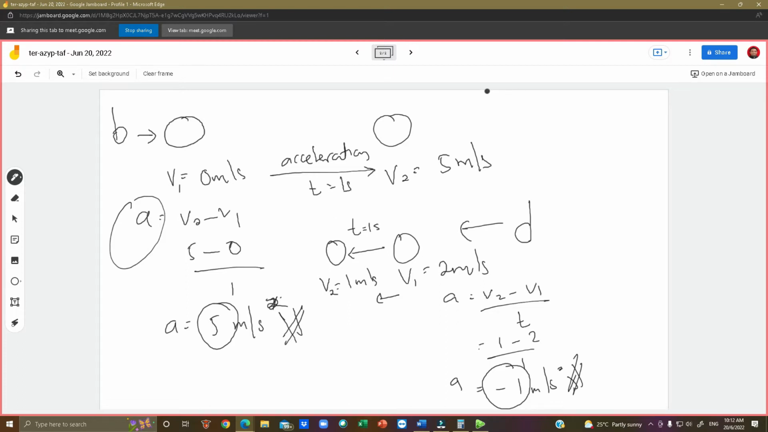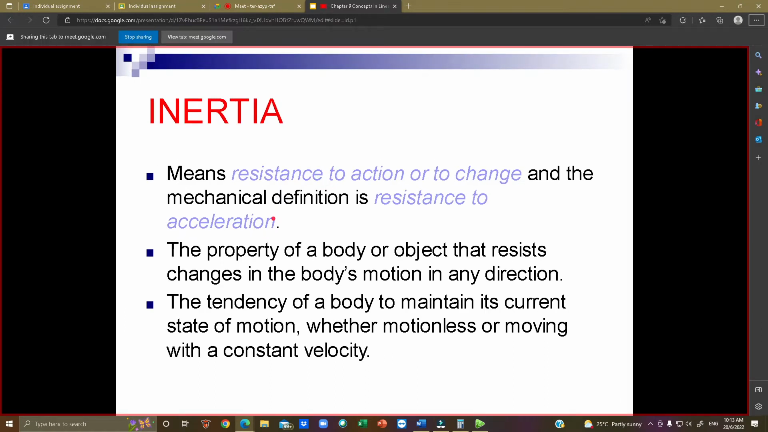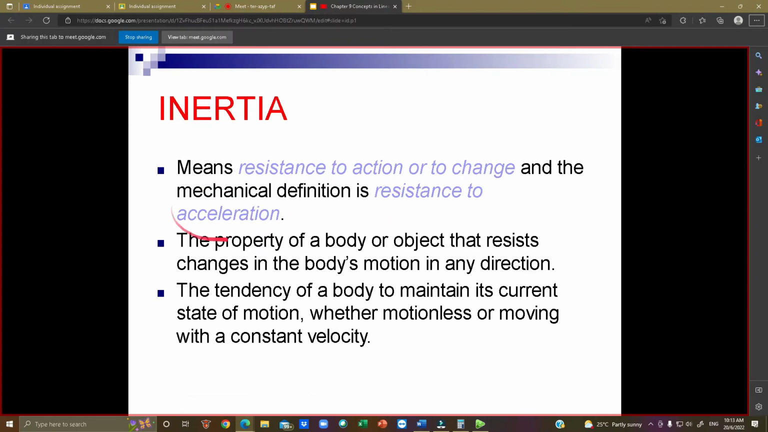Jadi konsep pertama, konsep inertia. Inertia is the first concept of force. Force being inflicted to an object, which cause changes to the object, and that changes is caused by acceleration. Itu adalah yang pertama. Okay, this one. Resistance to change, resistance to acceleration. So if the object resists to acceleration, means it is still in the state of inertia.